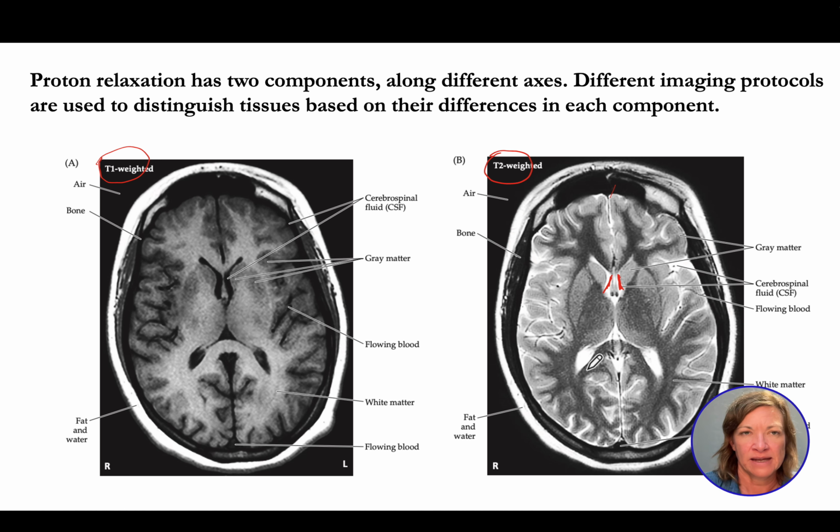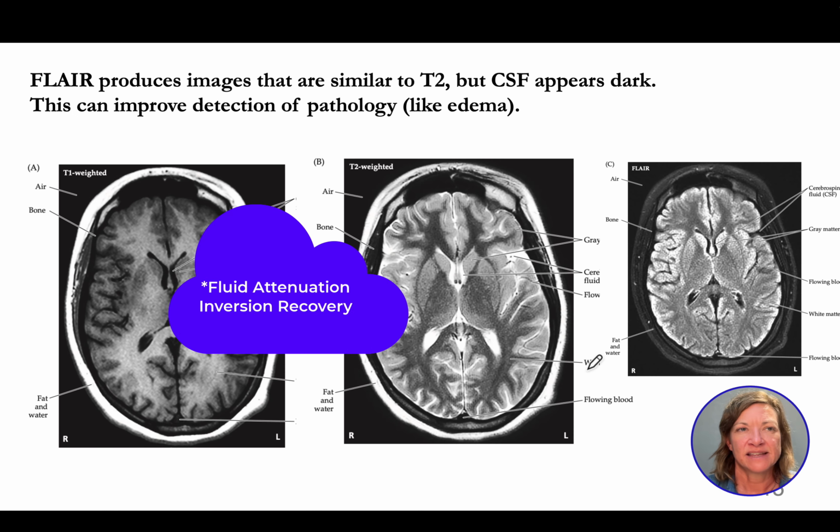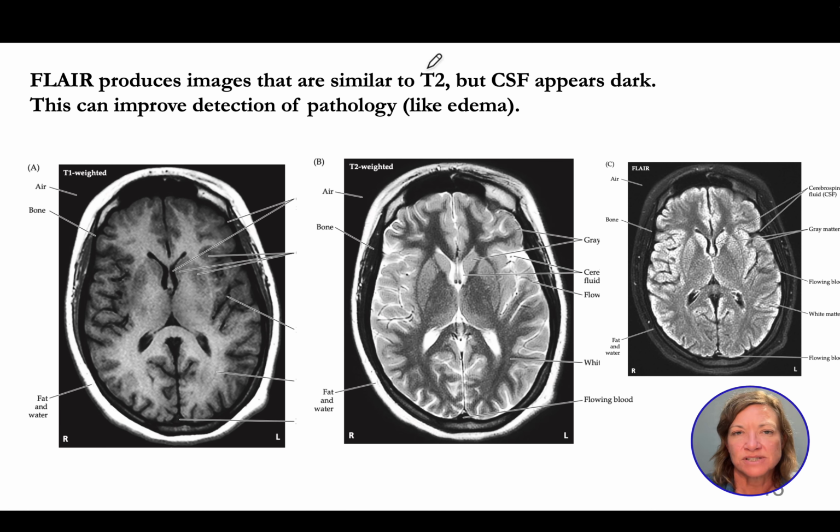So the way that people get around that is they use FLAIR, fluid attenuated inversion recovery, something like that. And FLAIR produces images that are similar to T2, but the CSF appears dark. So this can improve detection of pathology like edema adjacent to the ventricles. Otherwise, adjacent to a bright ventricle, a bright patch might be easy to miss on T2. And so these are just 3 types of structural MRI, T1 weighted, T2 weighted, and FLAIR, that you're likely to encounter.